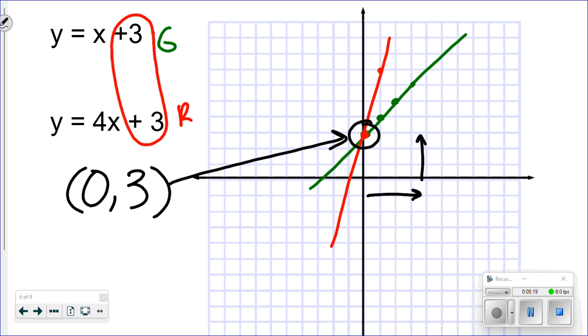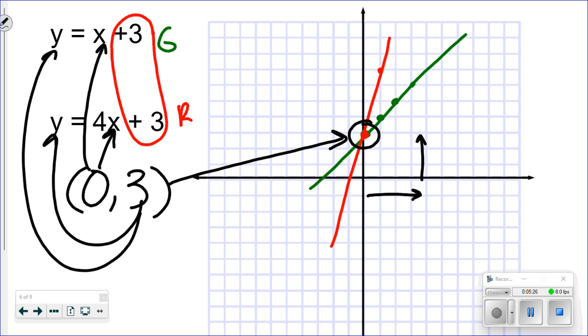And it means that if I would put 0 in for both of my x's, both of my answers for y would be 3.